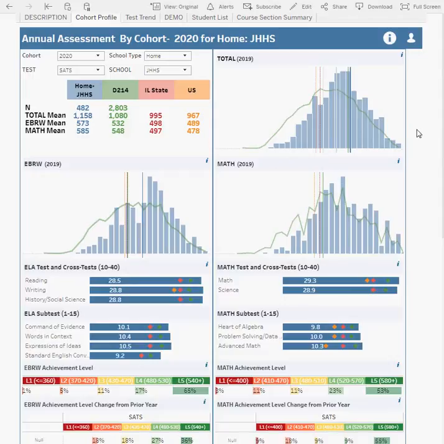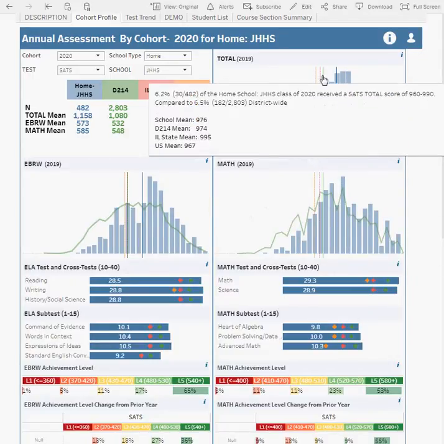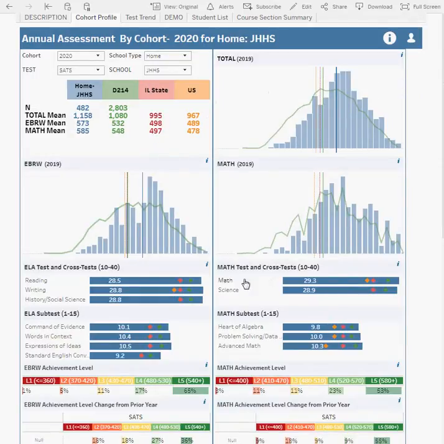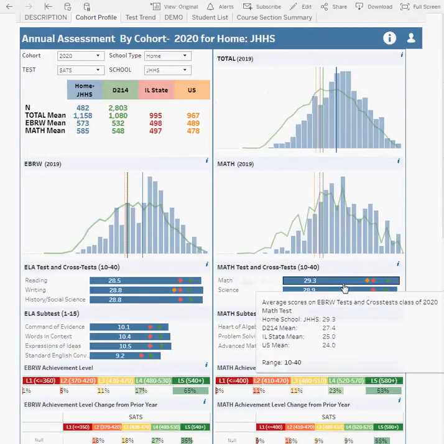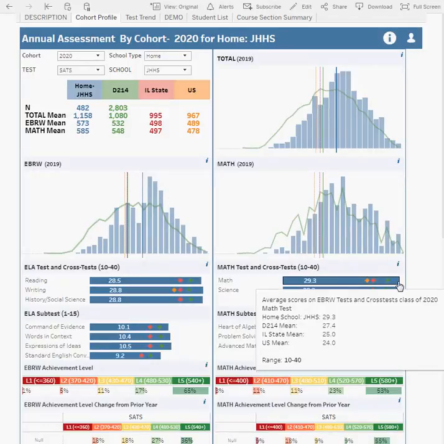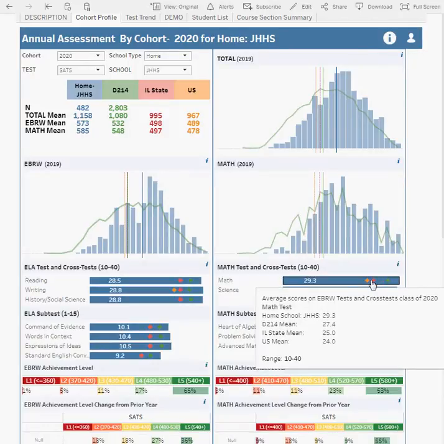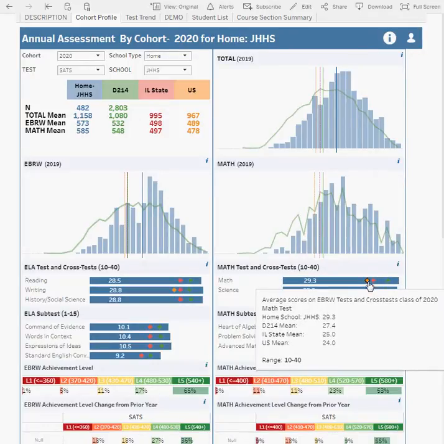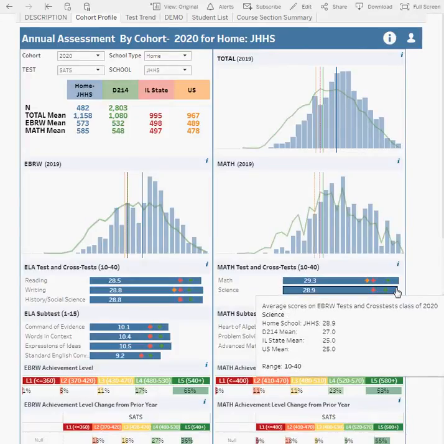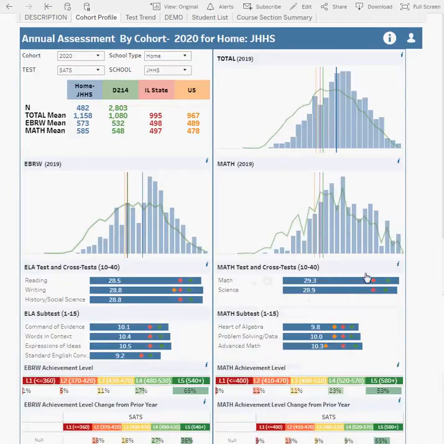So I can see more data about them. You can see that there are these little vertical lines on the distributions which show the means for the comparison groups, and on these bars here, the blue is the mean for the selected building, and these diamonds are the comparison groups. So this would be US for orange, red would be the state, and green would be for the district, while blue is the mean for the school on this particular math test.